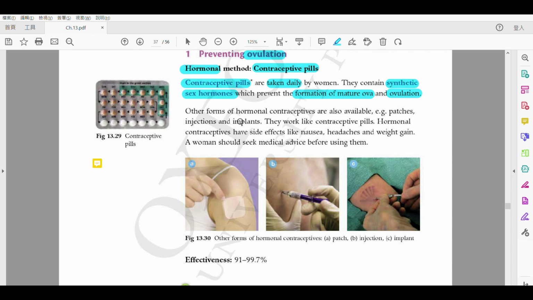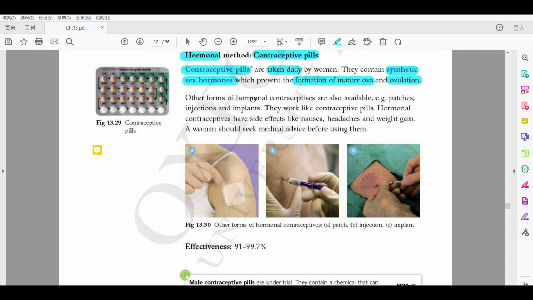好啦，然後再講啦喎。And then there are also other hormonal contraceptives. 有其他嘅方法啦，有啲其他嘅避孕方法啦，contraceptives. So, for example, patches 啦，just like mosquito patches 啦，係黐落去嘅啦，injection 啦，打針落去嘅啦，implantation 啦，植入去嘅啦。Alright, so they are just like contraceptive pills.